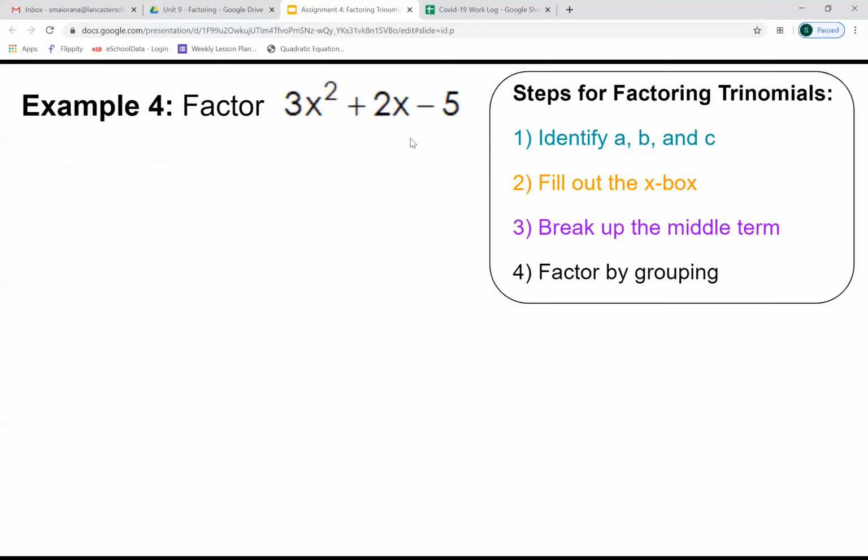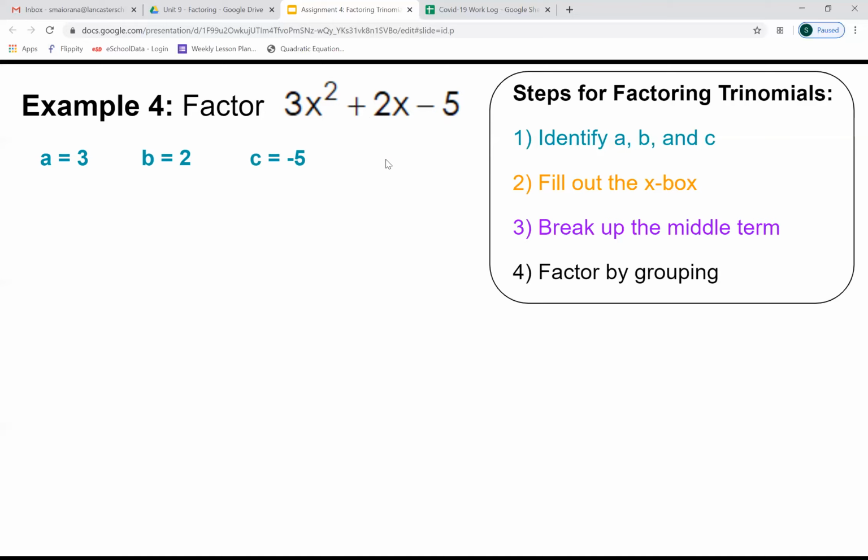Okay, this is the last example I'm going to do in the video before you try 4 on your own. So again, we want to factor 3x squared plus 2x minus 5. Step 1, find your a, b, and c values. A is 3, b is 2, and c is -5.